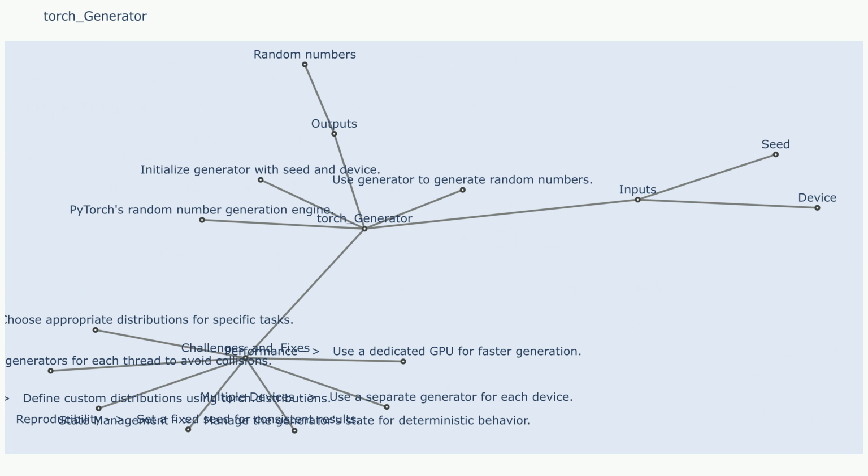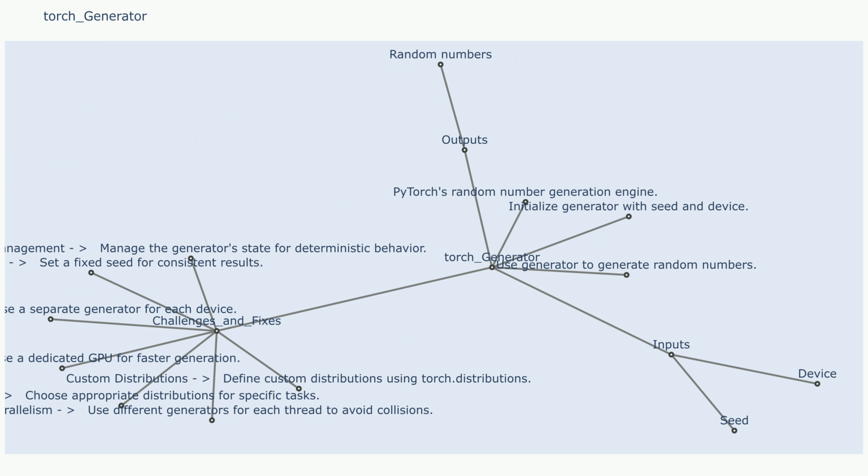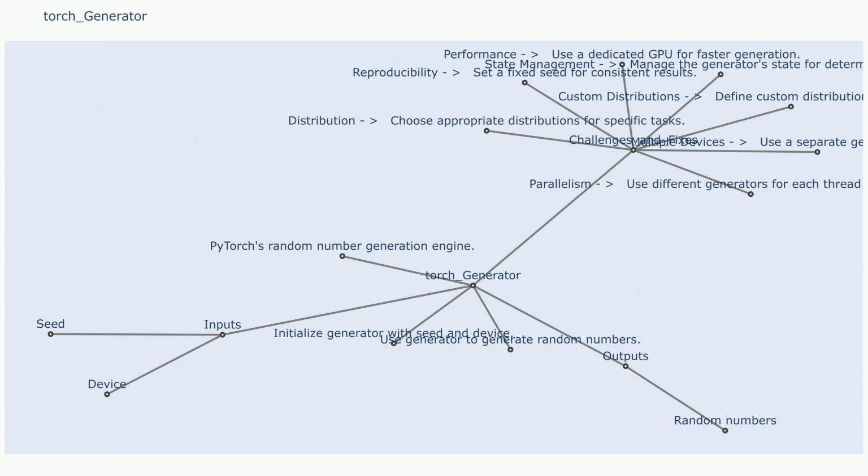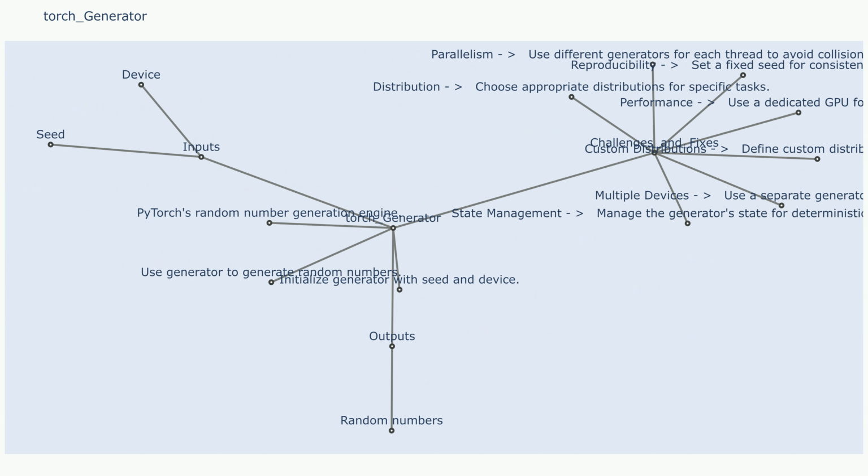Steps. Initialization: you create a torch.Generator instance using torch.Generator. Setting seeds: you can control the randomness by setting a specific seed using the manual_seed method. This ensures that the same sequence of random numbers is generated each time you run your code with the same seed. Generating random numbers: you utilize methods like torch.randint, torch.randn, etc. in conjunction with the generator to produce random numbers within your desired ranges and distributions.